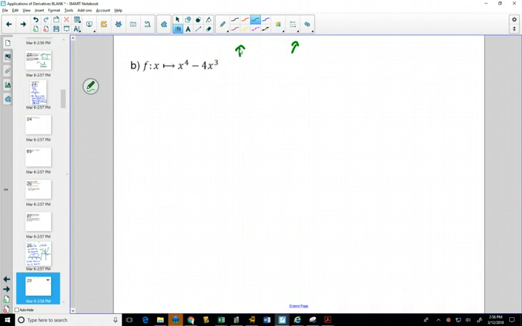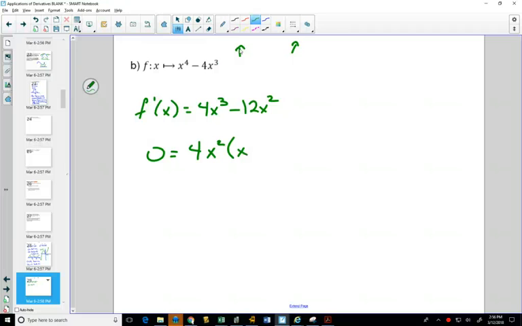I'll compare what you would have been able to do in grade 12 with this graph compared to what we can do now. So here's our derivative: f prime of x equals 4x cubed minus 12x squared. Set that equal to 0. You can factor out a 4x squared, leaving you with x minus 3. And we have two values, two critical points, no non-permissible values.